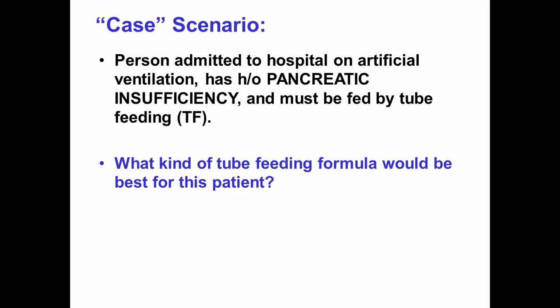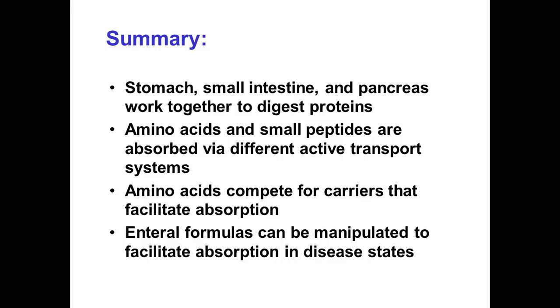Now, incidentally, we also tend to do something to the fat content, because with pancreatic insufficiency you also have fat malabsorption, but that's for another day. For protein, the primary thing we're going to be thinking about is small peptides and free amino acids that can help assimilate that protein. Okay, any questions about that?